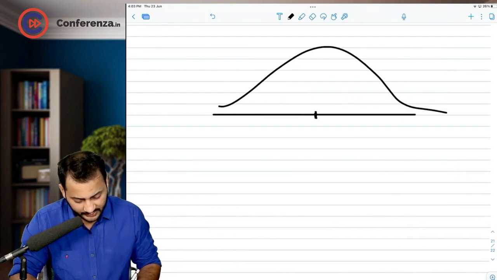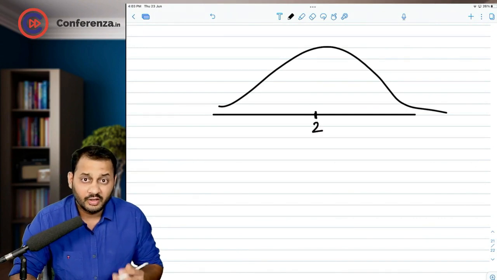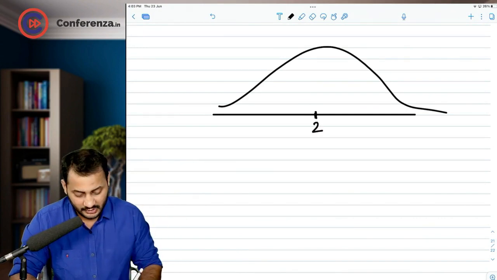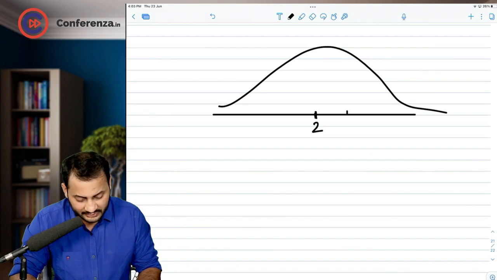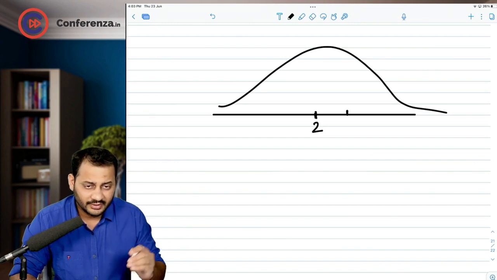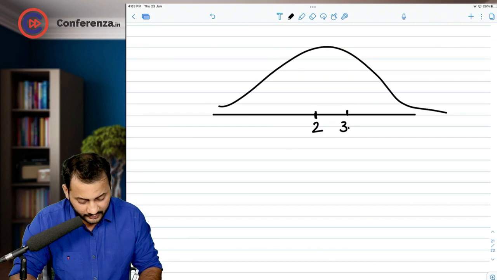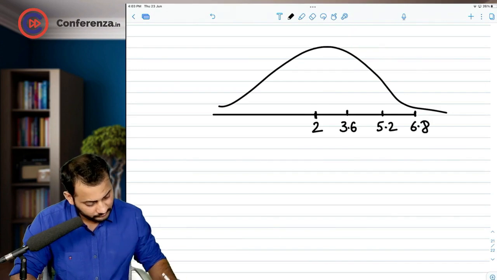So let's say we take the mean as 2 crore. Return, this is our profit, and a standard deviation of 1.6 crore means if we move one step on the right, our total profit will grow to 3.6. One more step, it will grow to 5.2. One more step, it will grow to 6.8: 3.6, 5.2, 6.8.